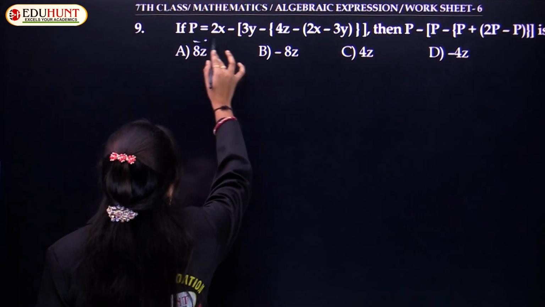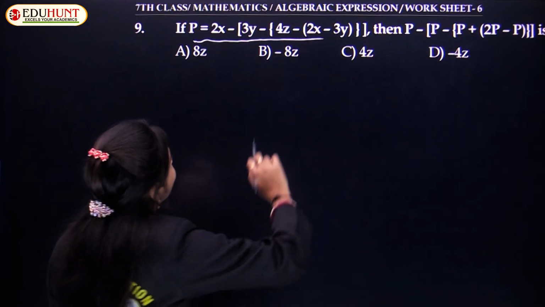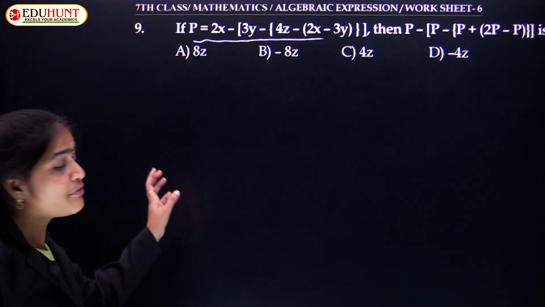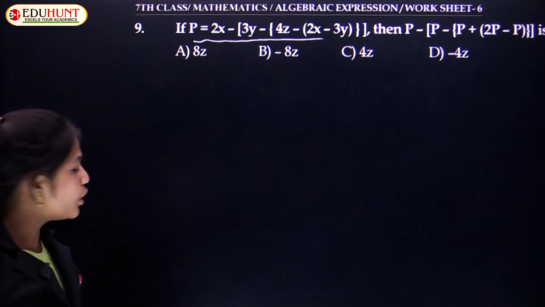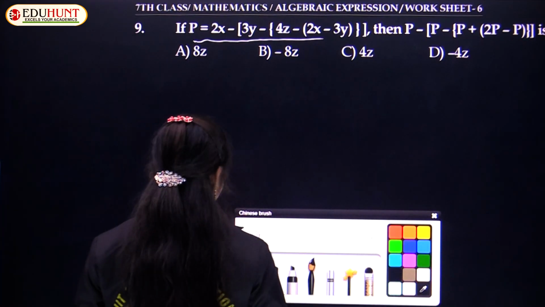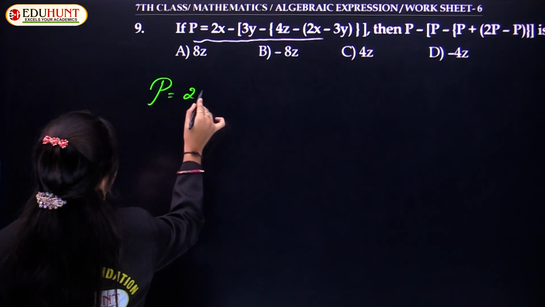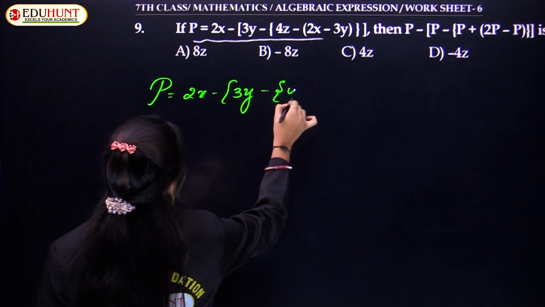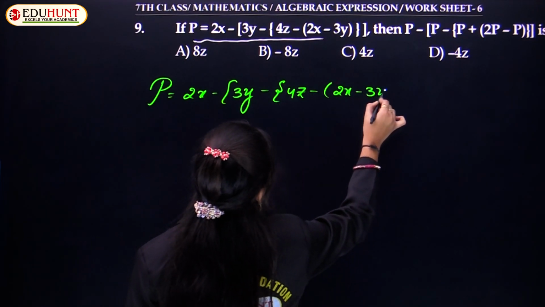If P is equal to 2x minus of 3y minus of 4z minus 2x minus 3y. So first we need to simplify that P value, and later we have to simplify the given expression. See here, what is given for P? P is equal to 2x minus of 3y minus of 4z minus of 2x minus 3y.